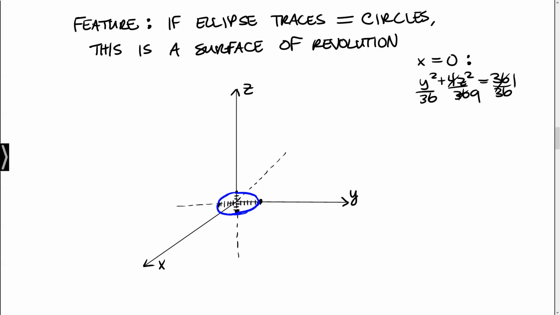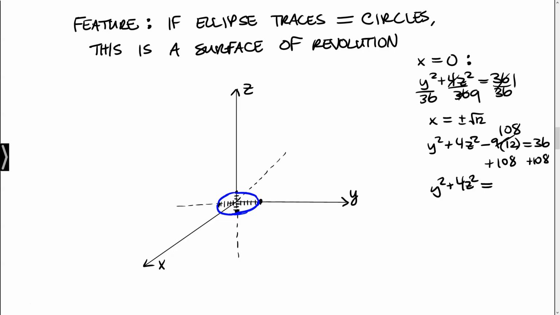Now, let's look at just a couple more. Let's take x equals plus or minus root 12. That seems like a strange value, but you'll see why in a second. So if x is plus or minus root 12, we get y squared plus 4z squared minus 9 times 12 is equal to 36. 12 times 9 is 108. After adding 108, we get y squared plus 4z squared is equal to 144, and then we divide through by 144. So y squared over 144 plus z squared over 36 is equal to 1.